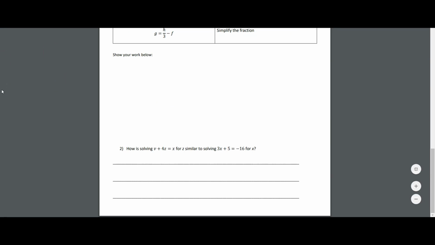So number 2 says, how is solving the equation v plus 4z equals x for z, so trying to get z by itself, similar to solving the equation 3x plus 5 equals negative 16 for x? So in both equations, we are trying to get a variable by itself. In the first equation, we're trying to solve for z. In the second equation, we're trying to solve for x. So take a minute, write down what's similar, and then maybe also write down what's different about those equations.